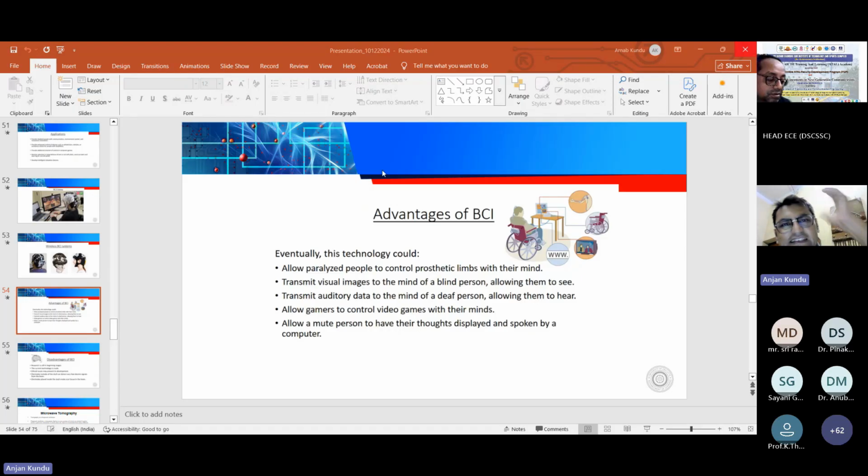So it is still in the research stage. We have designed the antenna, we have designed the circuits, we have designed the enclosure. We have studied all those things. Now it is under the manufacturing process.